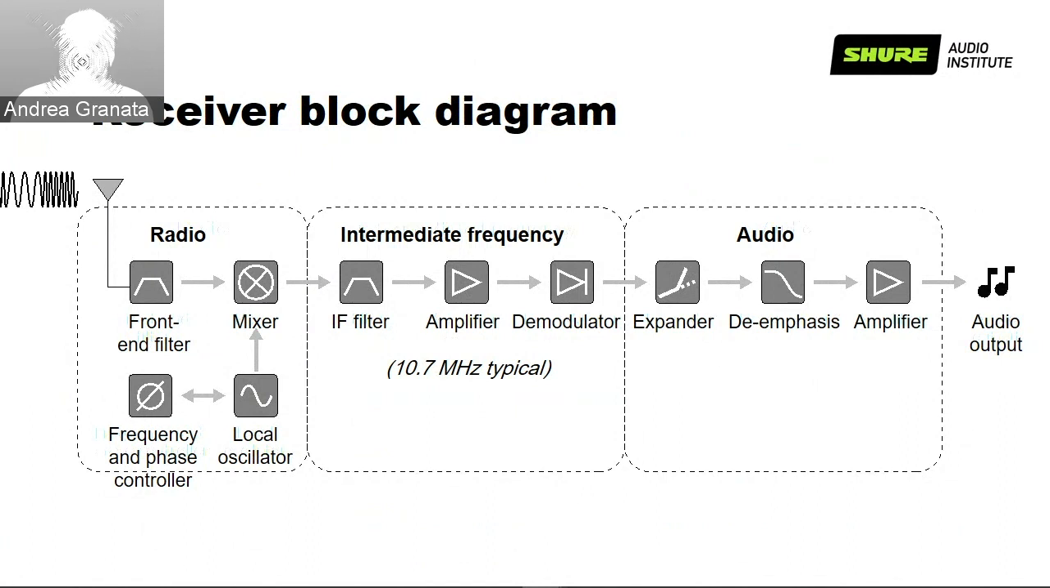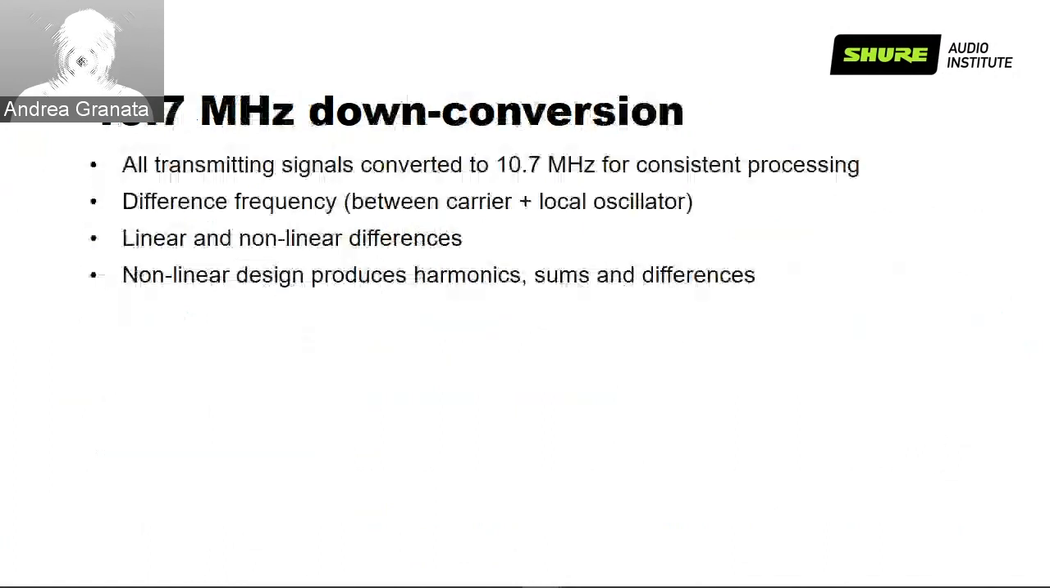And then on the audio side, we have the expander and the reverse emphasis EQ before we go to an amplifier, and then we can finally get out of our box with an audio signal. So the down conversion to 10.7 megahertz means that we may produce harmonics due to nonlinear design of the components, and therefore we may find ourselves producing intermodulation at the receiver stage too.